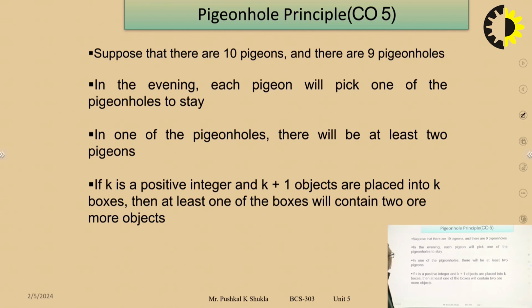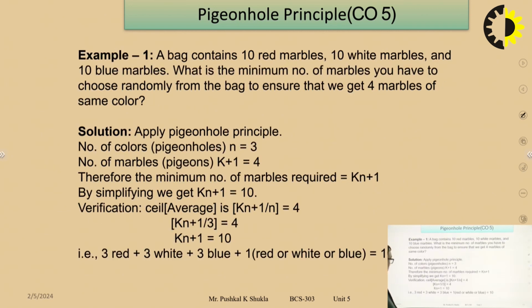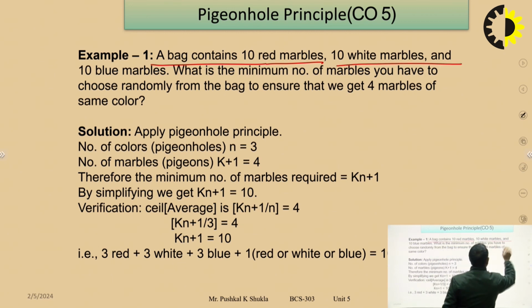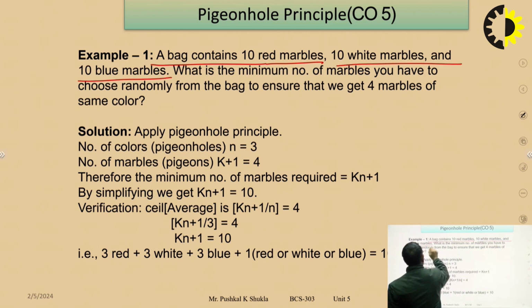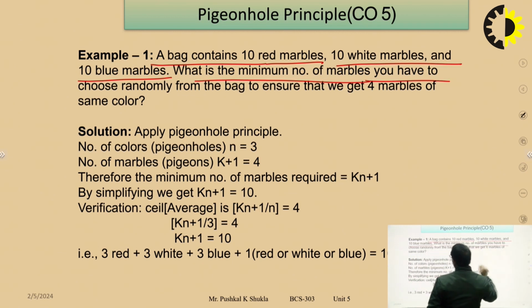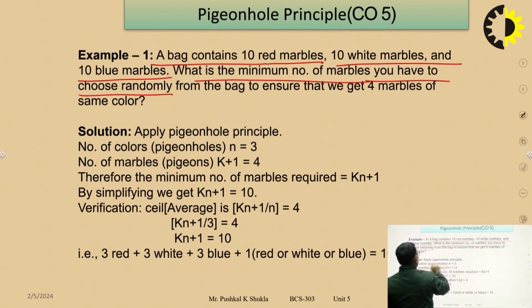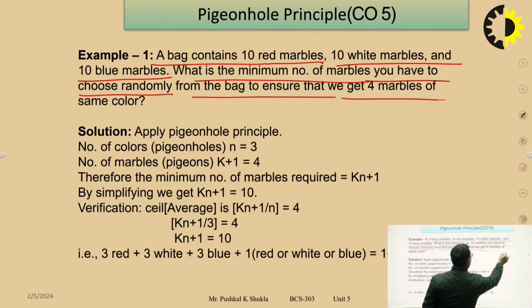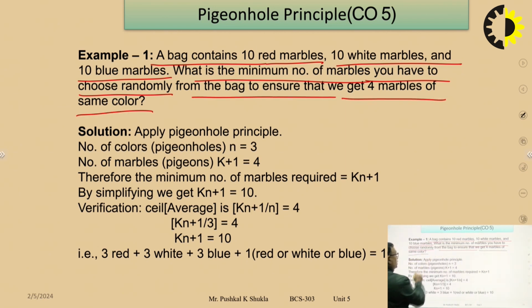Suppose there are 10 pigeons and there are 9 pigeonholes. See another example. If a bag contains 10 red marbles, 10 white marbles and 10 blue marbles, what is the minimum number of marbles you have to choose randomly from the bag to ensure that we get 4 marbles of the same color?